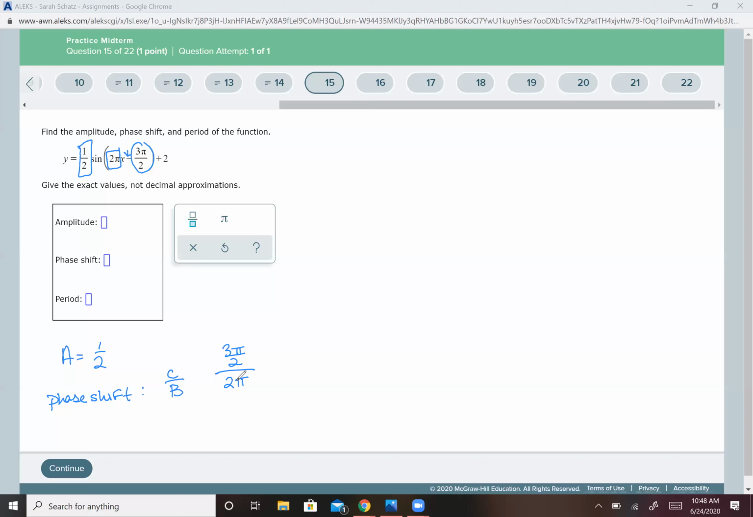So I have to divide here. 3 pi over 2 divided by 2 pi. Remember, this is 2 pi over 1. We are dividing fractions here, so let's call this 3 pi over 2 multiplied by 1 over 2 pi. So see what I'm doing here? Instead of dividing by a fraction, I'm multiplying by the reciprocal. These pi's cancel each other out, which is nice. And straight across the top, straight across the bottom here, I get 3/4. So you guys, my phase shift is 3/4.